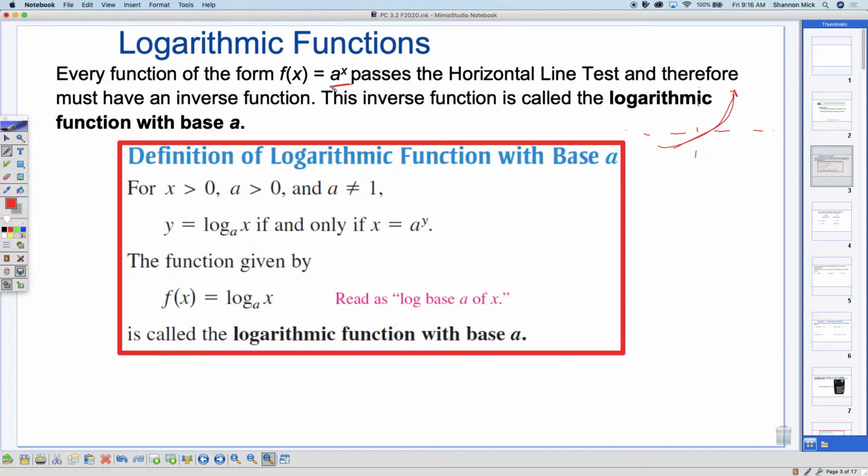Okay? So what a logarithmic function is, y equals log base a of x. That a is small, and if you don't write it small, you're writing it wrong. y equals log base a of x if and only if x equals a to the y. So if and only if goes both ways: x equals a to the y if and only if y equals log base a of x.